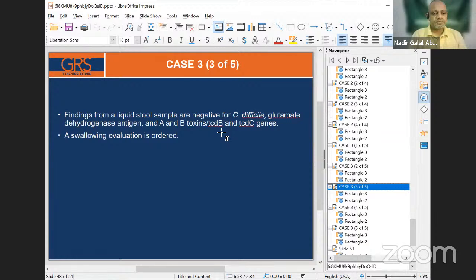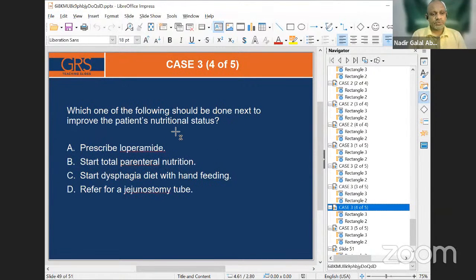So a swallow evaluation was ordered. The question is, which one of the following should be done next? You prescribe an anti-diarrheal like loperamide, or you start total parenteral nutrition, or you start a dysphagia diet with hand feeding, or refer for a different tube, which is a jejunostomy tube.